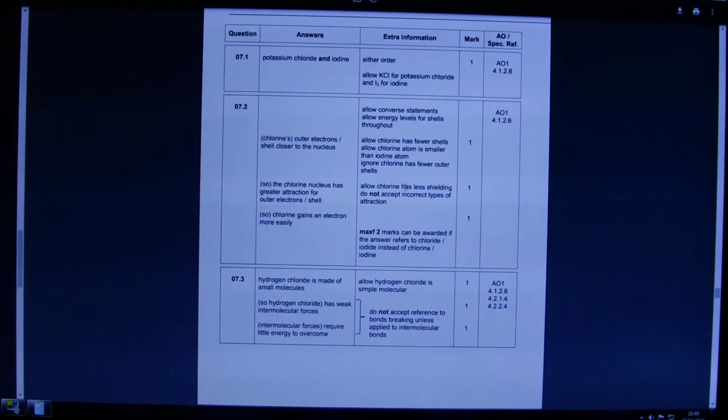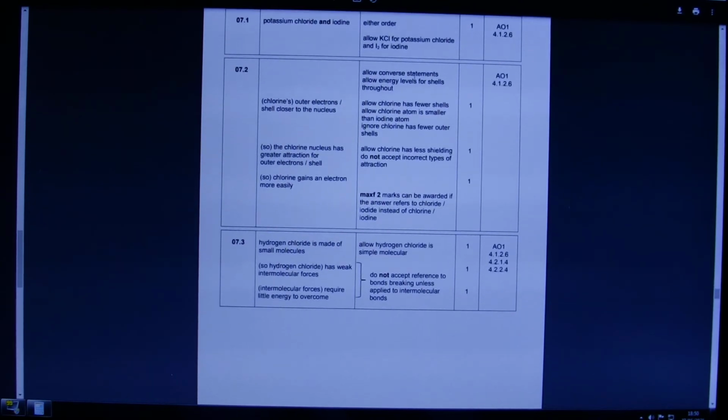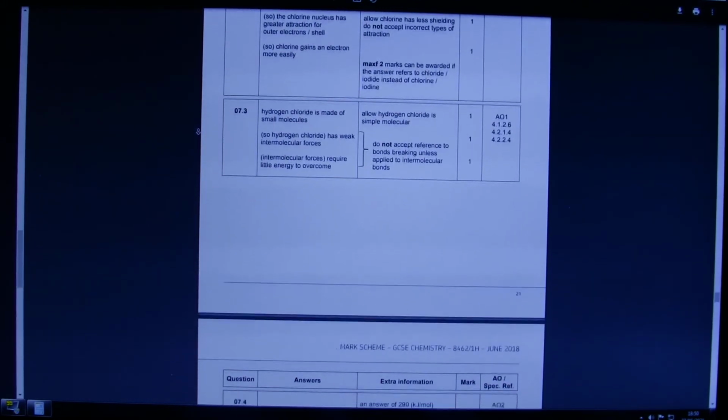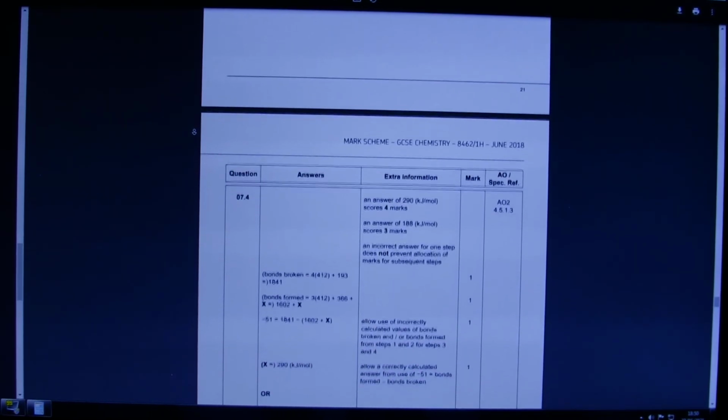Ignore "has fewer outer shells", but do allow "has less shielding", which is caused by outer shells. Allow energy levels for shells throughout. That has to do with atomic emission spectra. Hydrogen chloride is made of small molecules, so it has weak intermolecular forces, and they require little energy to overcome. That was simple.